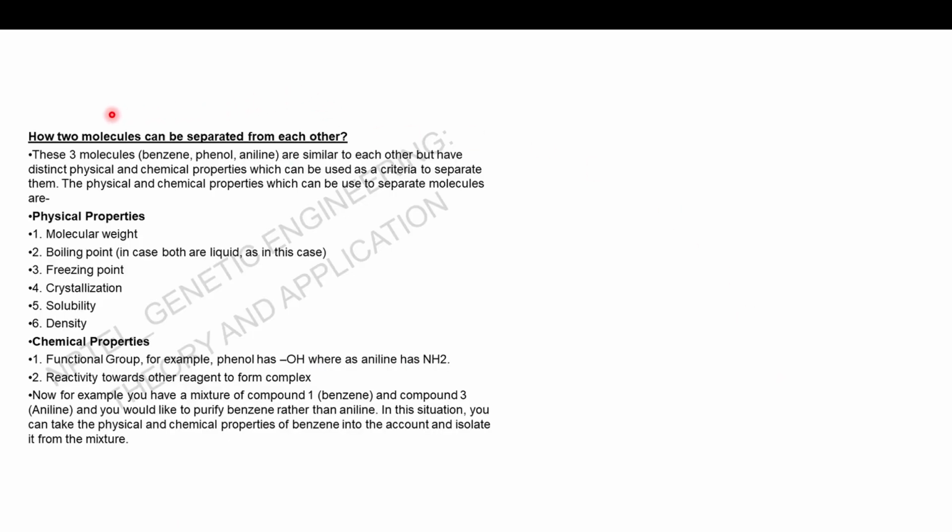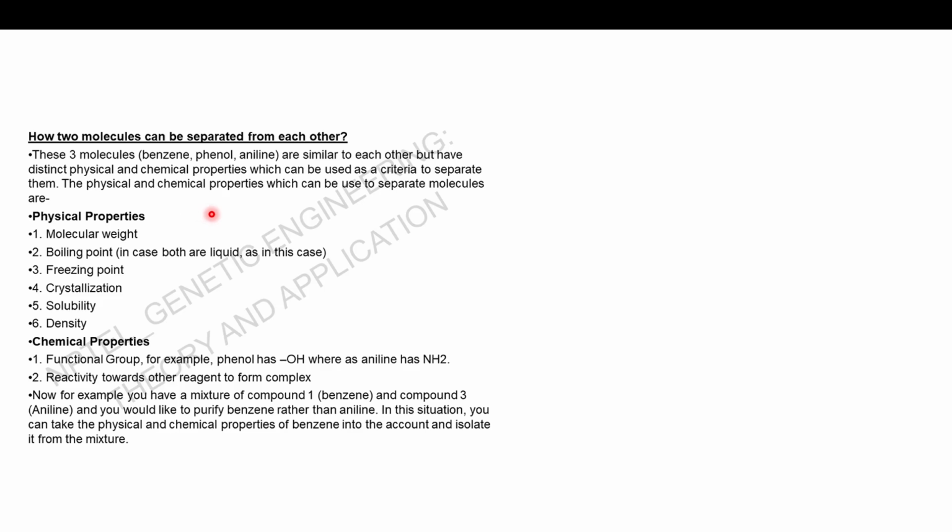Okay, now this is from the lecture video only, how two molecules can be separated from each other. So three organic molecules were taken: benzene, phenol, and aniline. Benzene is normal, C6H6, and then phenol has one OH group and aniline has one NH2 group. These are similar to each other, but suppose there is a mixture containing these three compounds, then how would you really separate these out?